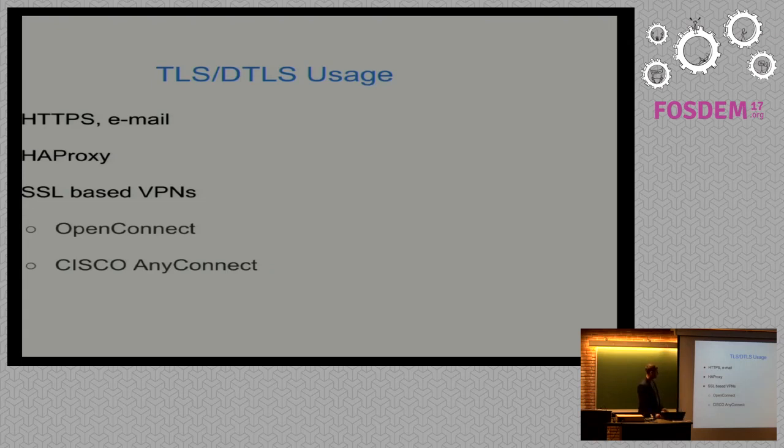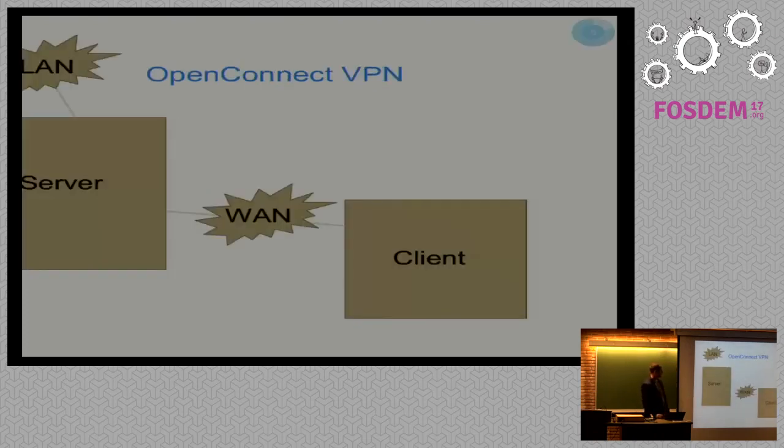Such VPNs are OpenConnect or Cisco AnyConnect. Cisco AnyConnect is a closed source implementation, but you can use OpenConnect, which is compatible with Cisco AnyConnect. Let's focus on some scenarios with OpenConnect. Let's say we have a client that communicates with some device that is located on a local area network, and let's say that the communication is already established.